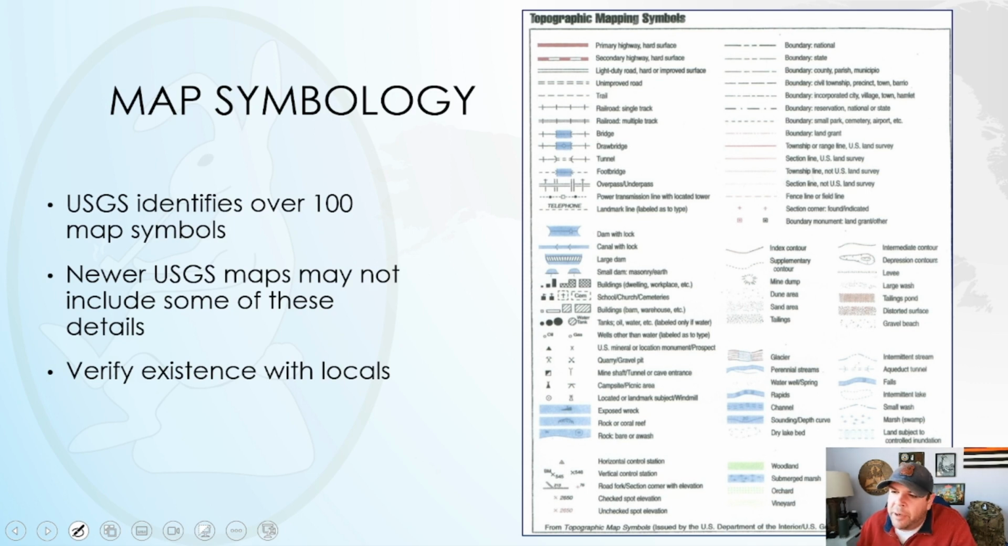Still could be there though, but that's where you put a map in front of a local. They will be able to tell you what's there, what's not, what's missing from the map that should be there. You can leverage some locals to help update that map for you.